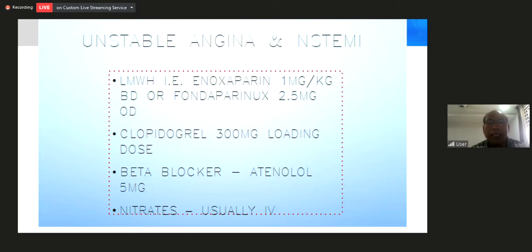So in the case of unstable angina and STEMI, you give low molecular weight heparin, for example enoxaparin. You can give heparin. These days I give heparin, enoxaparin, or fondaparinux. Again, you load with 300 clopidogrel, whether you're going to give beta blocker or not, or you give nitrate to relieve the chest pain. Next slide.